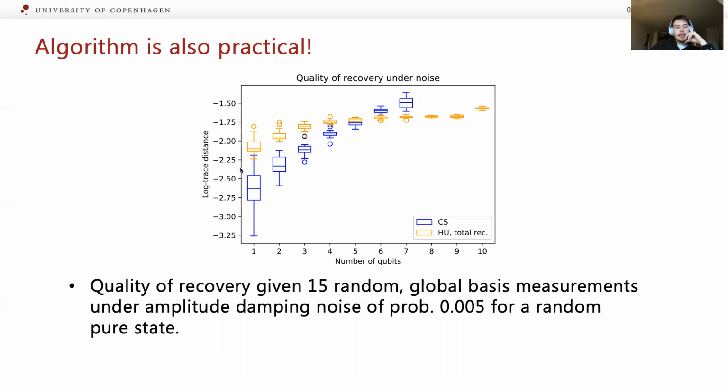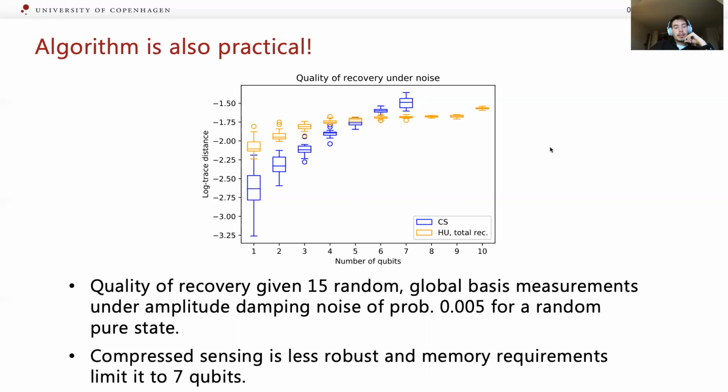And you can see clearly that the quality of the recovery for compressed sensing methods decreases much faster in the number of qubits than for our method. Moreover, due to memory constraints, we can only do up to 7 qubits, at least on my laptop, with compressed sensing methods, while our method can easily handle much more, say 10 qubits. So we see that these memory constraints are significant in practice as well, and that this method is actually competitive against state-of-the-art methods.